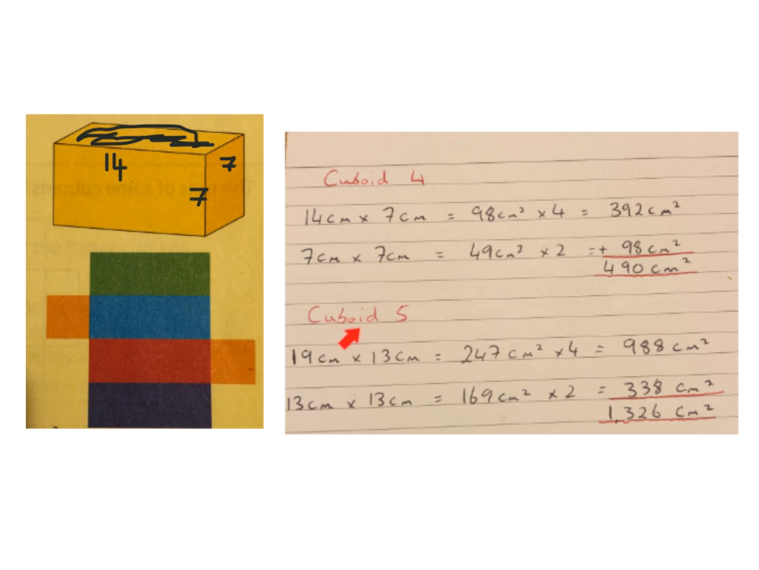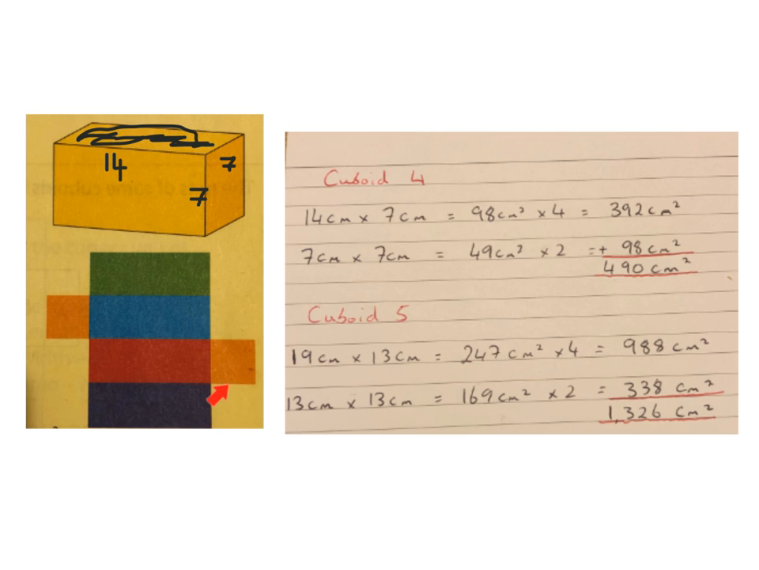Add up the both of them to get the total surface area of the cuboid, and it's equal to 490 centimeters squared. Okay, cuboid 5, we're given the measurements of 19 centimeters in length and 13 centimeters in width. Okay, multiply the two of those together. Okay, a little bit of long multiplication in these guys, so just watch your calculations when you're doing the long multiplication. So you multiply those together, you get 247 centimeters squared.